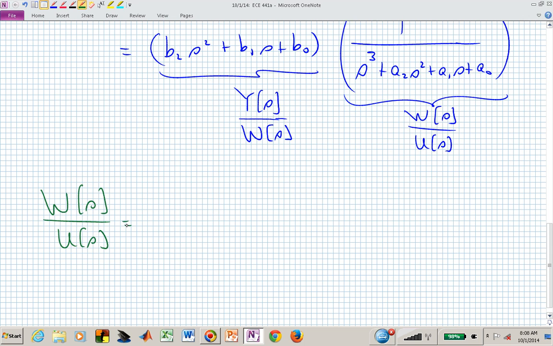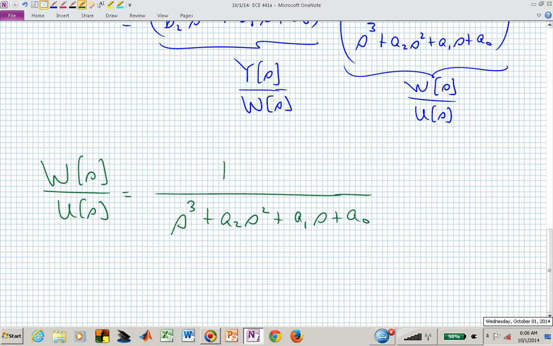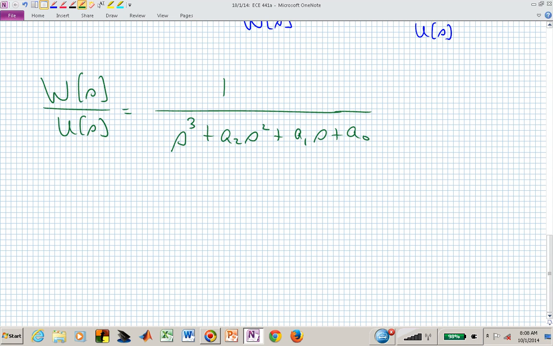The way that we've defined w over u is 1 over s cubed plus a sub 2 s squared plus a1 s plus a sub 0. We are now very comfortable, I hope, with cross-multiplying, inverse Laplace transforming. This we can now rewrite. If we solve for the highest derivative of w, how many derivatives will we have for w of t?